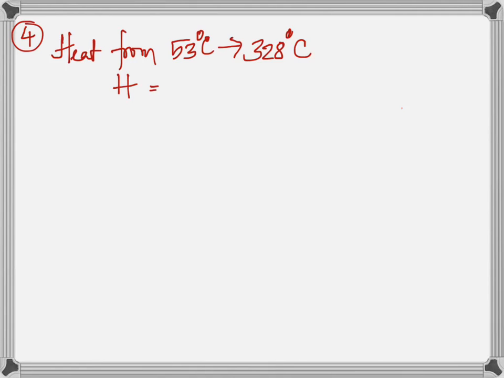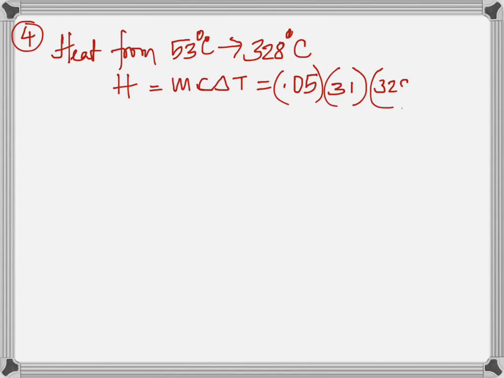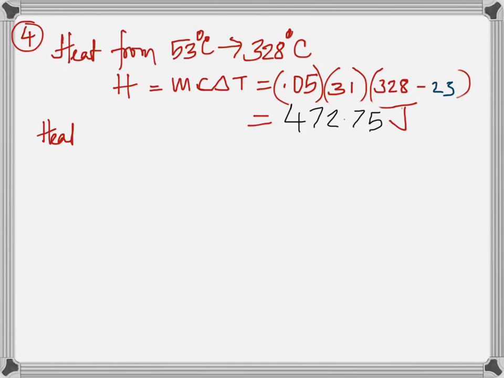Number 4, heat. That means the heat required to take it from 53 to 328. Again, I'm writing H, but it's Q, okay? Oh, it's 23. I wrote it as 53. I don't know where I got it from. Anyway, I'm going to continue with that. I'm so sorry, you write it as 23. So 426.3 joules. Now I changed it to 23. Okay, 472.75 joules.